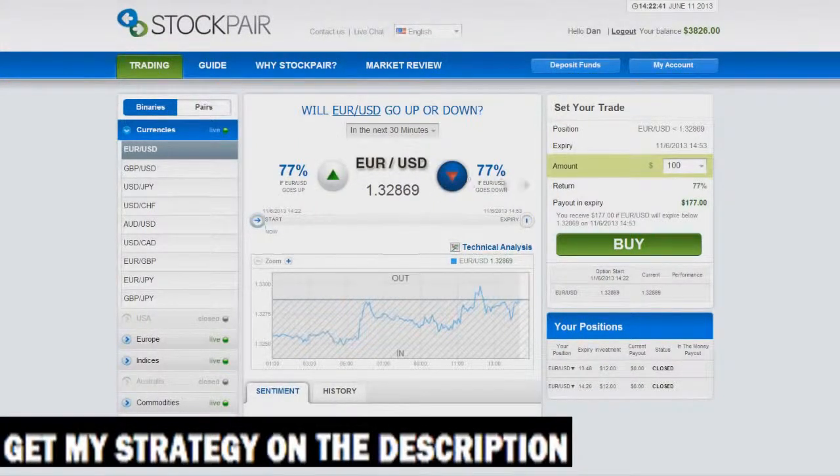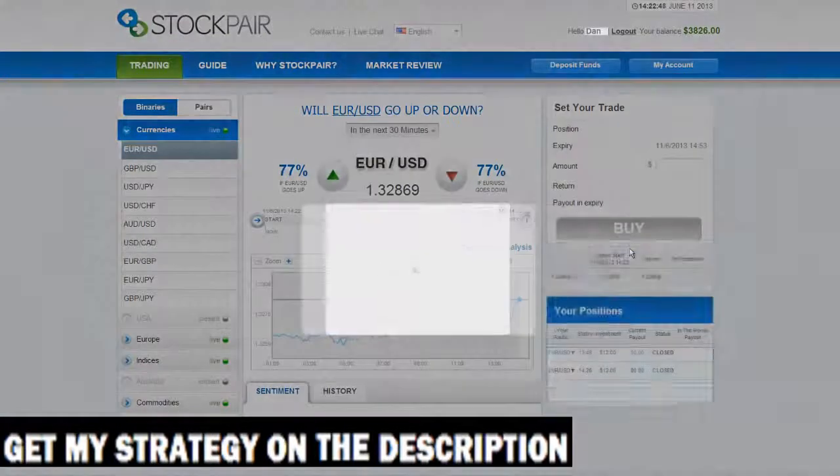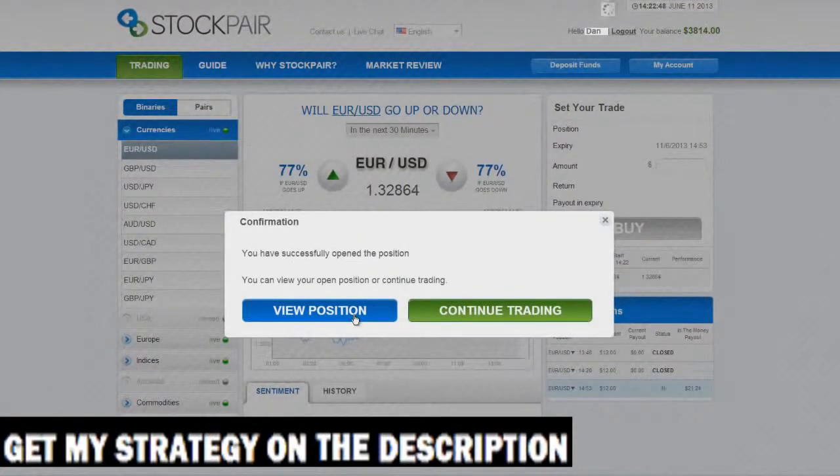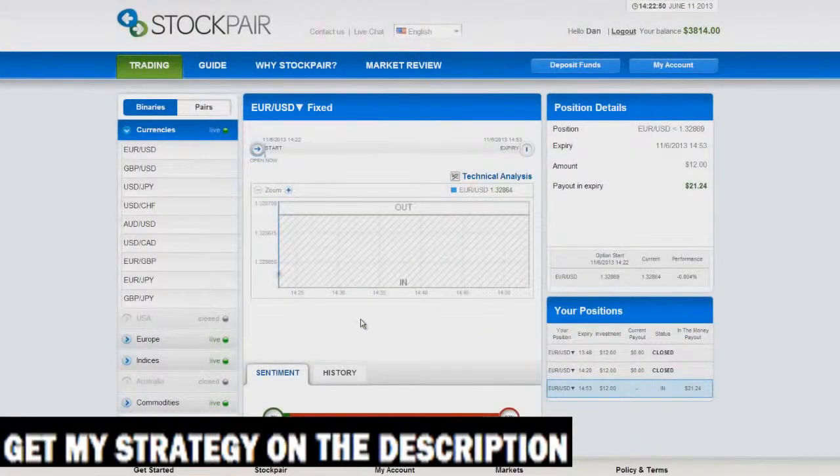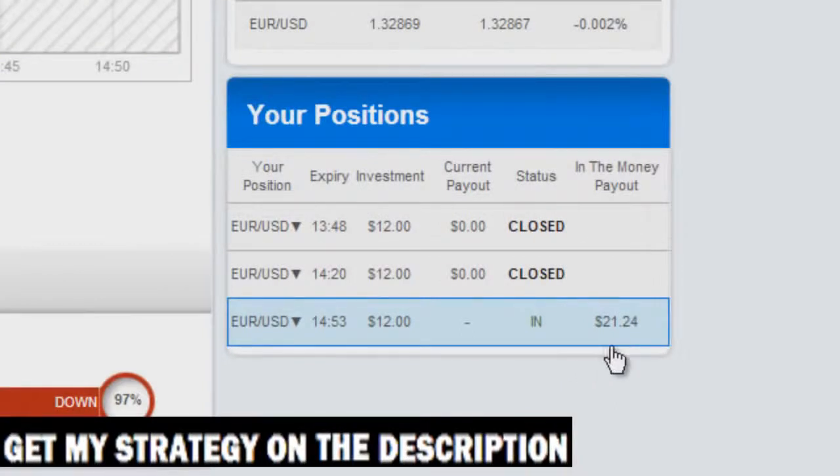Now, my second step here is entering the amount. We'll select Other and we'll enter the amount of $12. We'll click Buy, we'll hit View Position, and we're on. Now again, as I said earlier, even though we're trading the Euro USD, you can trade any currency pair that you feel comfortable with. Let's take a moment and look at the currency pair that we're trading.